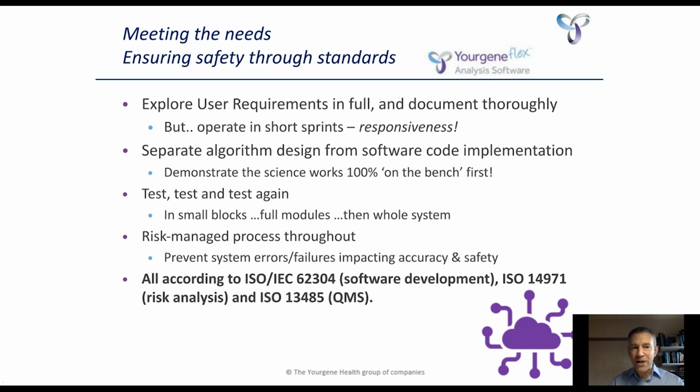One software testing methodology is not enough. You've got to do it in small blocks, very close to the coding first, then full modules, interconnections of modules, and then finally validate the whole system, ideally with samples where we don't actually know the outcomes until afterwards. And we risk manage the process throughout, so prevent system errors and failures impacting accuracy and safety. And it's all according to those standards I mentioned before. Well, one of them I mentioned, 62304. There is also 14971 risk analysis and ISO 13485 for the overarching quality management system, of course.